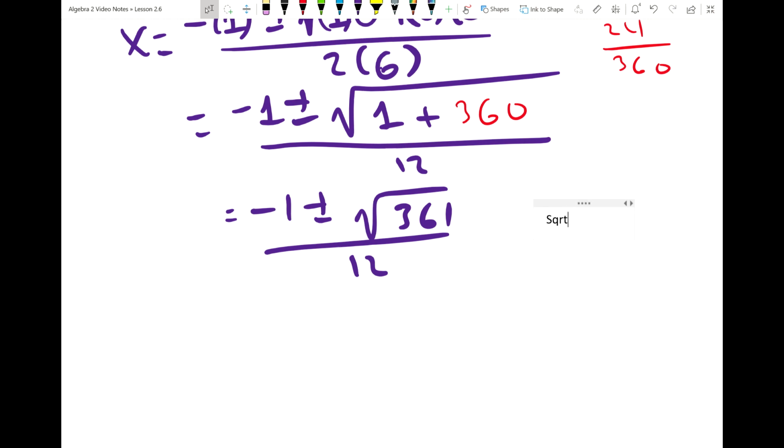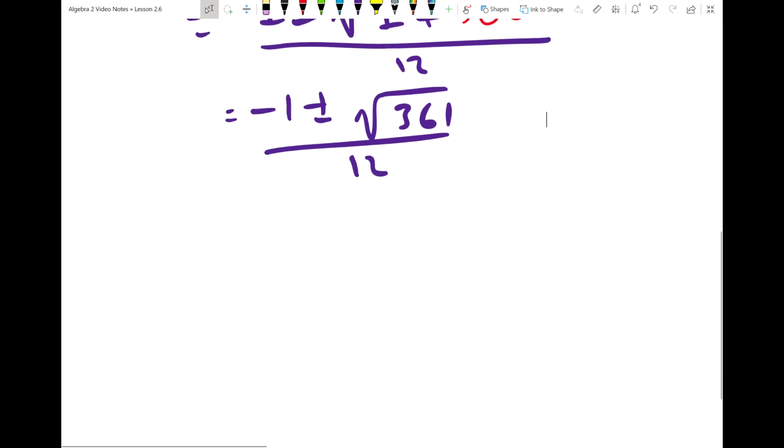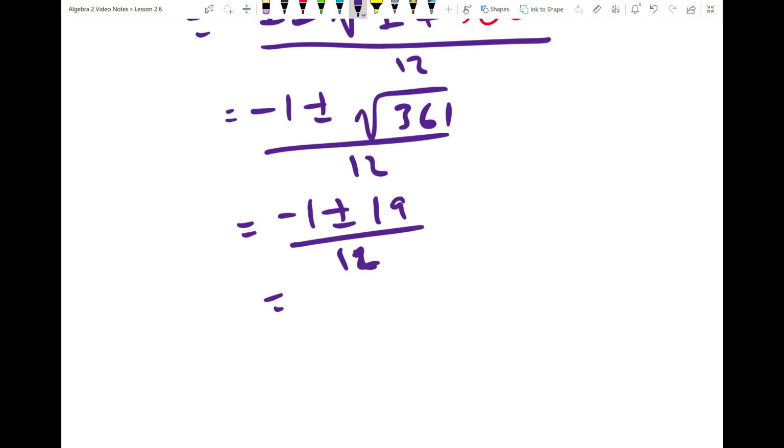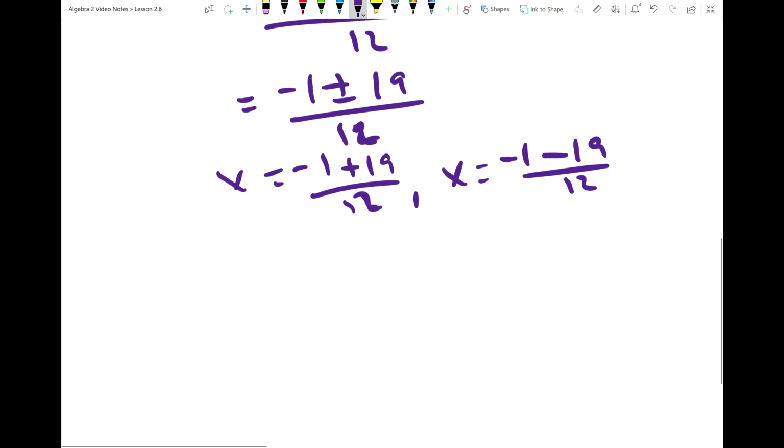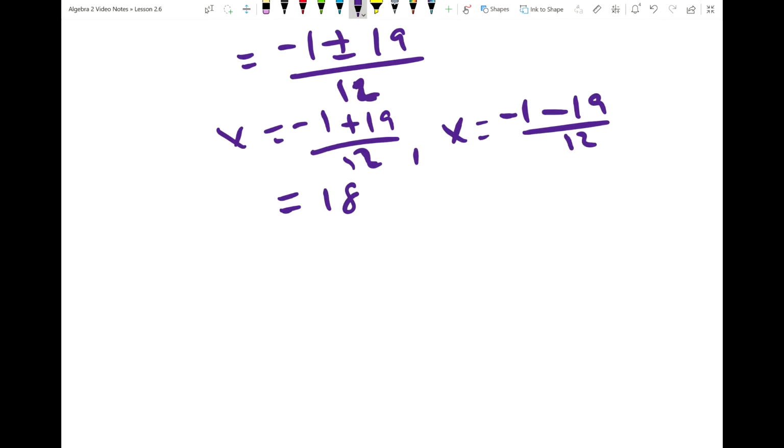Now, let's see, I don't believe that this is a perfect square. Actually, it is a perfect square. Okay, so 361 is 19 times 19. So we get negative 1 plus or minus 19 over 12. So we got two solutions: negative 1 plus 19 over 12, and negative 1 minus 19 over 12. So negative 1 plus 19 is 18, and then negative 1 minus 19 is negative 20.